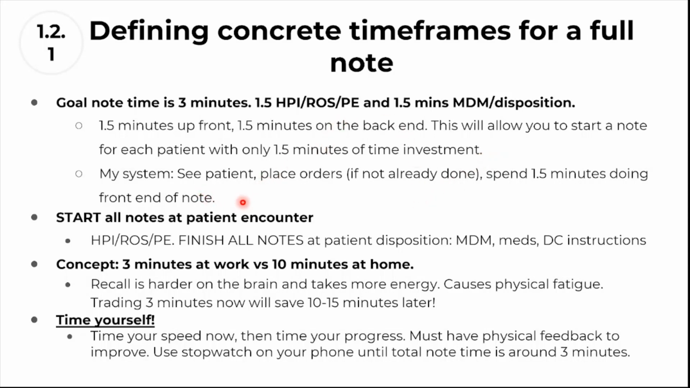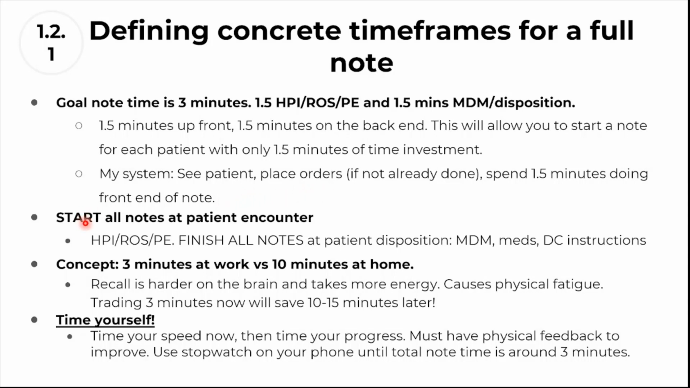My system is the following, and I would urge you to do something similar. When I see a patient, I'm placing orders if they're not already done, and then 1.5 minutes is spent doing the front end of the note. This is the HPI, the review of systems, and the physical exam. Those are getting done right with the orders. If the patient is not in the system yet by any chance, I will start writing the note immediately in a notepad, and as soon as the patient pops up on the chart, I will start placing orders. These are interlaced together.